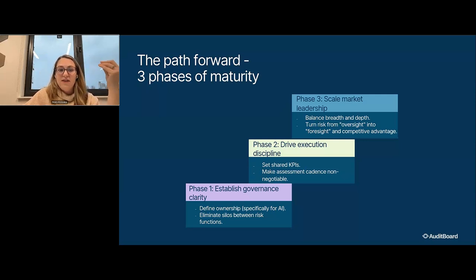Second is you want to drive execution discipline. So what this means is you want to have shared KPIs across the functions, and you want to be able to sustain adoption, speed, and consistency.